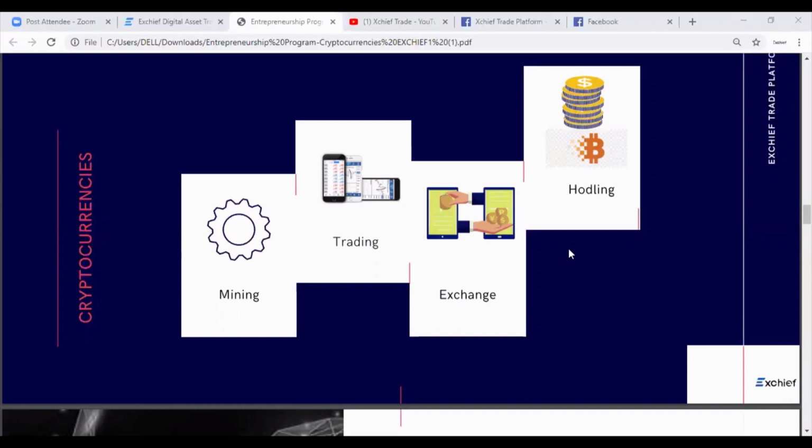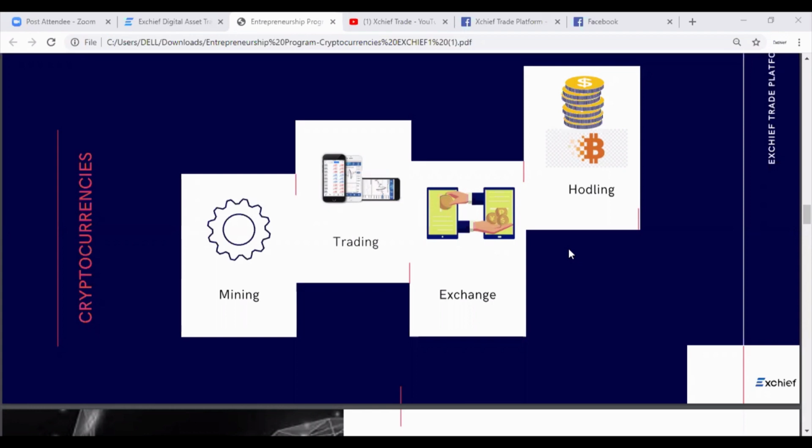Holding means holding on for your dear life. Okay, that's a term for, let's say you believe in that particular cryptocurrency and you believe that it will appreciate in value in the near future, whether the short term or the long term. You buy it, you hold it in your wallet. As the years go by, you see it's appreciating in value. Same way it can depreciate in value.